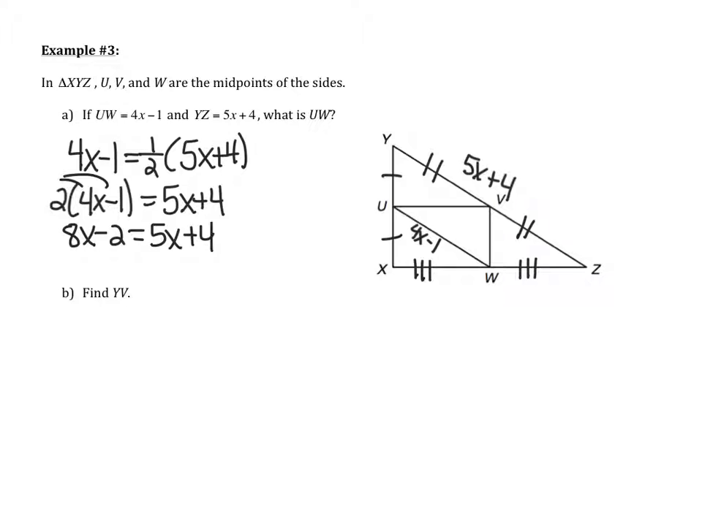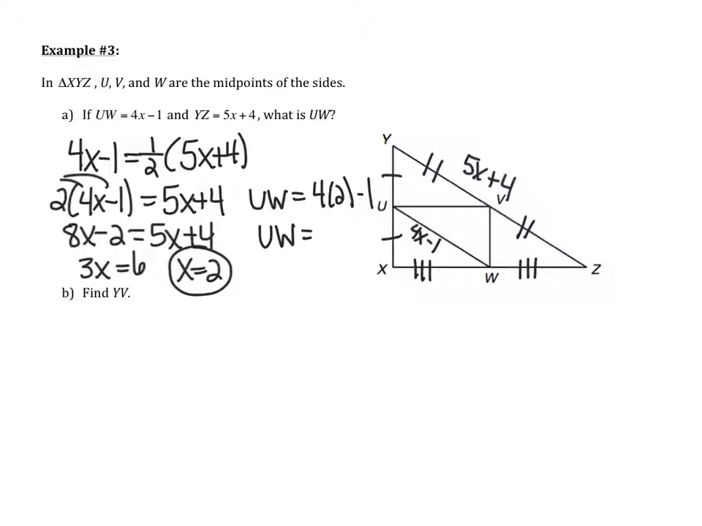Then I'm going to subtract the 5x from the right to the left, so I'd end up with 3x, and I'll add the 2 over, so I have 3x equals 6. Divide both sides by 3, and I'll get x equals 2. But remember, the problem didn't ask what x is equal to. It asked to find the length of UW. So now that I know x equals 2, I'm going to substitute 2 into the expression for UW, the 4x minus 1. So therefore, UW would be equal to 4 times 2 minus 1. 4 times 2 is 8, and 8 minus 1 is 7. So the length of UW is 7.